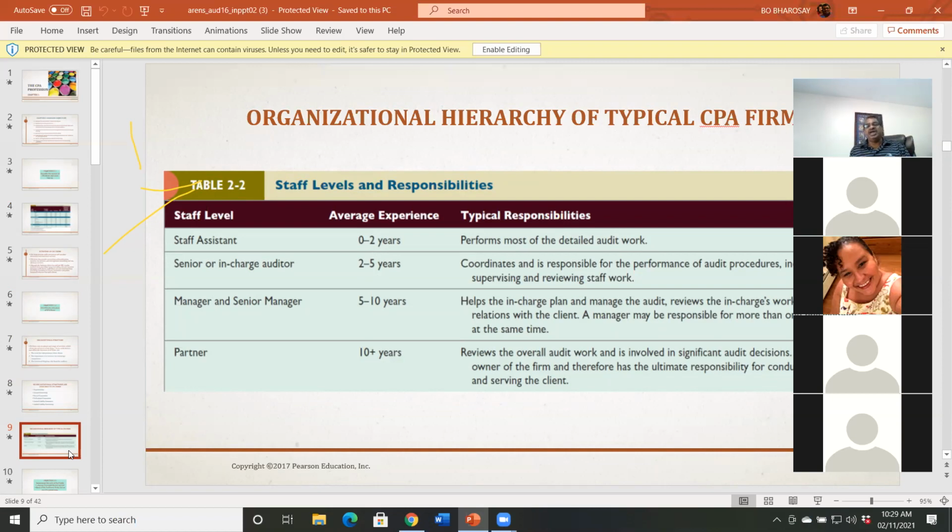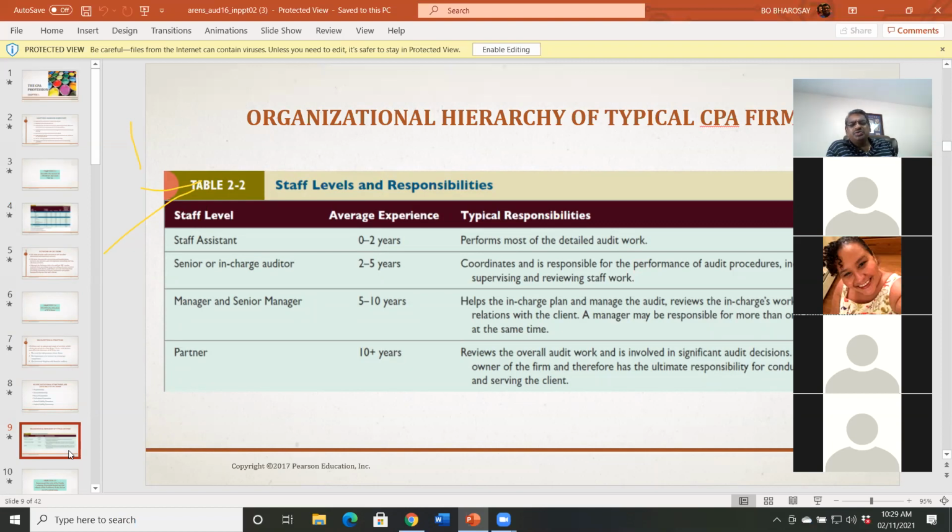You want to move up because you're getting more responsibilities, you're making more money, but also you're doing more interesting work. And generally, you spend 0 to 2 years as a staff assistant. Some firms you may even spend longer. But once you move out of staff assistant, you get promoted to senior or in-charge auditor. Some of the bigger firms may have semi-senior or junior or year one senior, year two, year three, etc., or supervising senior, so they may break that position up into several categories.